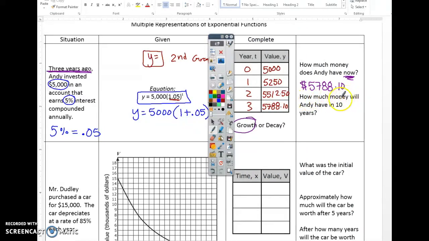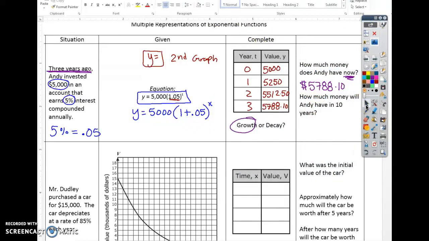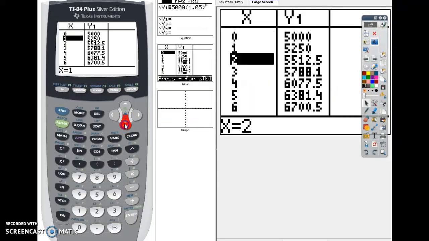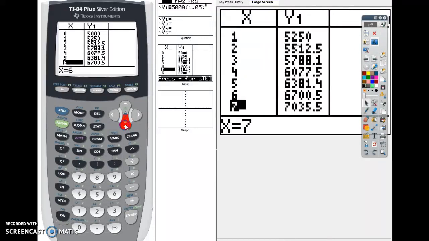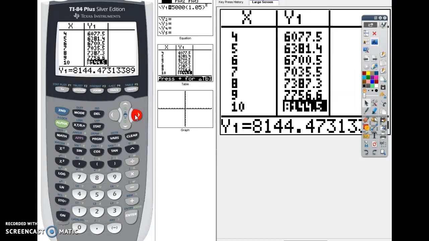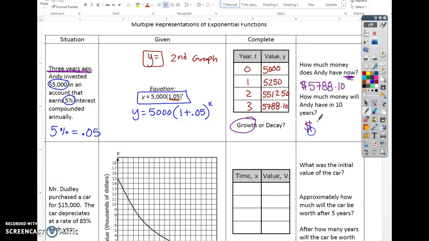How much money will Andy have in 10 years? So where am I going to go find 10 years? In second graph, right? We're here already. Go down to 10 years. This is how much money he'll have in 10 years: $8,144.50. So write it down. $8,144.50.